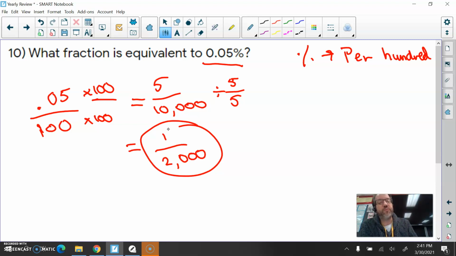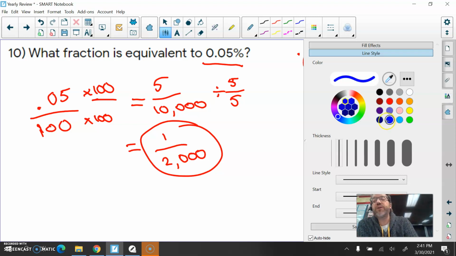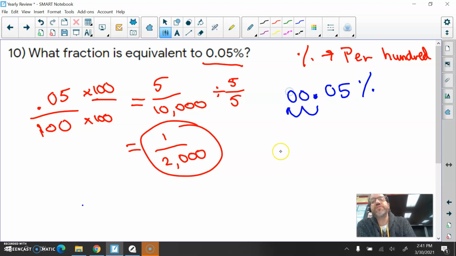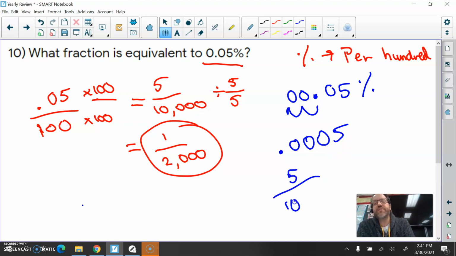By the way, there is another way we could have done this problem. Very quickly, I'll do this. Hopefully I won't run out of time here. You see 0.05%. Anytime you have a percent, you can change it to a decimal. If you move the decimal point left 2 spaces, those would get filled with zeros, and you end up with 0.0005. What place is the 5 in? We have the tenths place, hundredths, thousandths, 10,000ths. So it's 5 10,000ths, which is exactly what we had here. Simplify it and you get 1 out of 2,000.